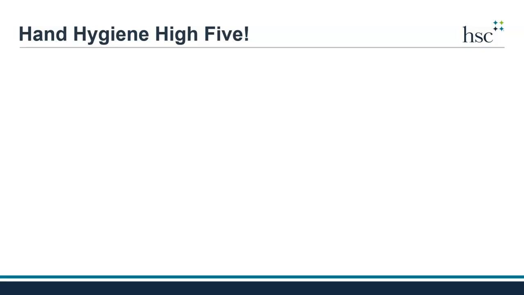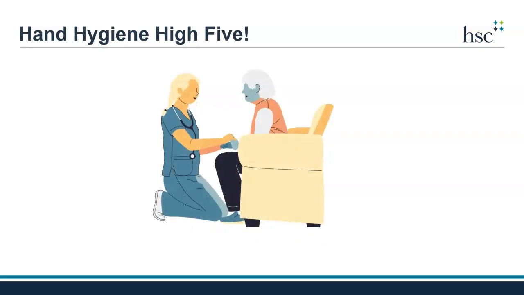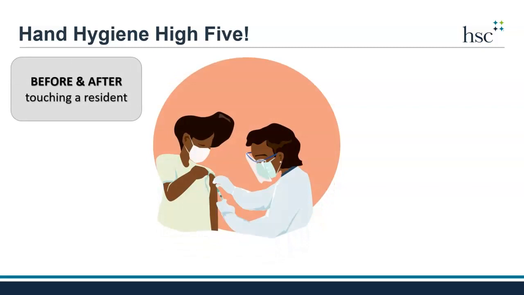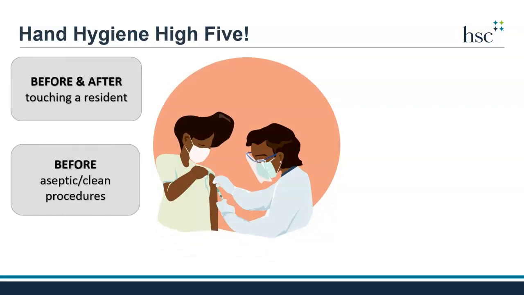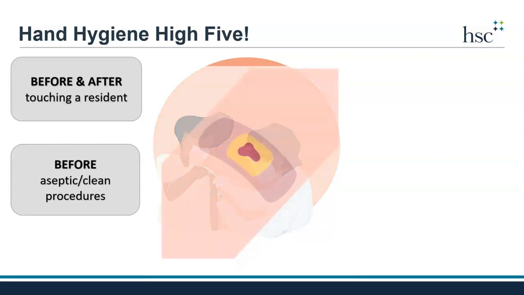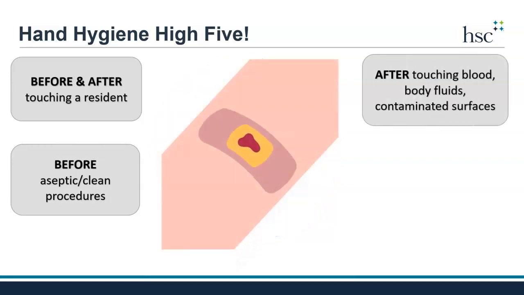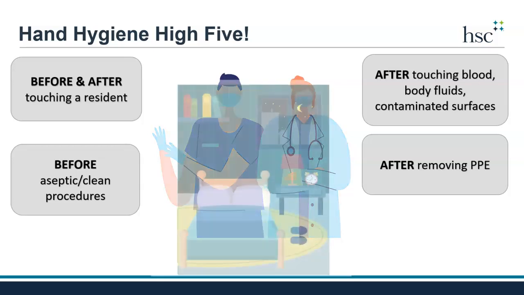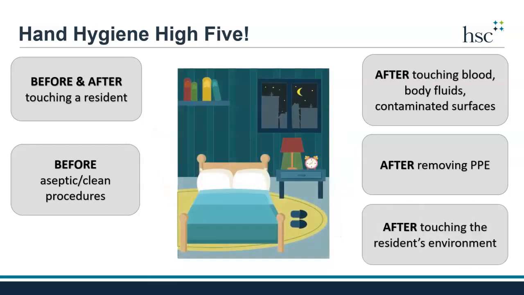These include before and after touching a resident, before aseptic or clean procedures, meaning care procedures such as giving shots, changing dressings, and manipulating a catheter, after touching blood, body fluids, or any surfaces that may be contaminated with blood or body fluids, after removing personal protective equipment or PPE such as gloves and face masks, and after touching a resident's environment such as overbed trays.